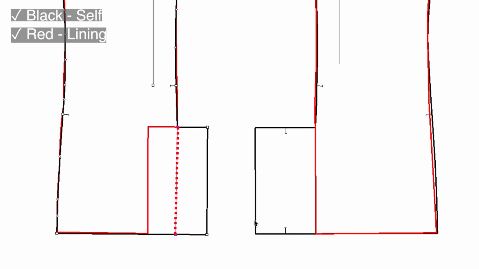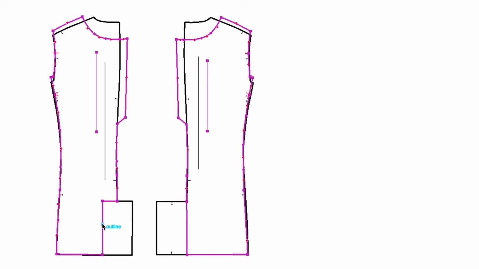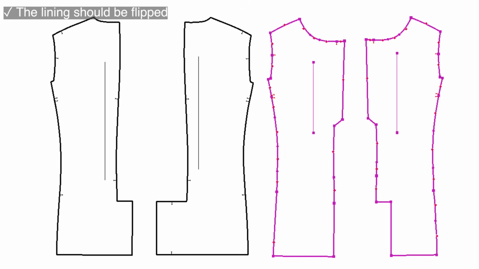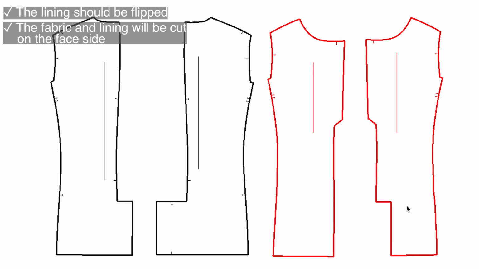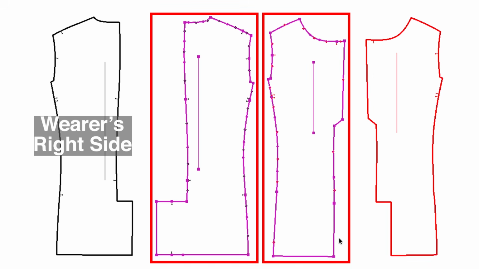Because you're going to fold this line, you need to cut out the lining, the same shape of this fold area. For the right side, however, you already have this area to fold. The lining doesn't have to cover this underlayer. So it's going to be just a straight line. The same idea, the lining patterns should be flipped because we are going to cut the fabric and lining on the right side, the face side. So these two are set for the wearer's left side, and these two are the set of the wearer's right side.